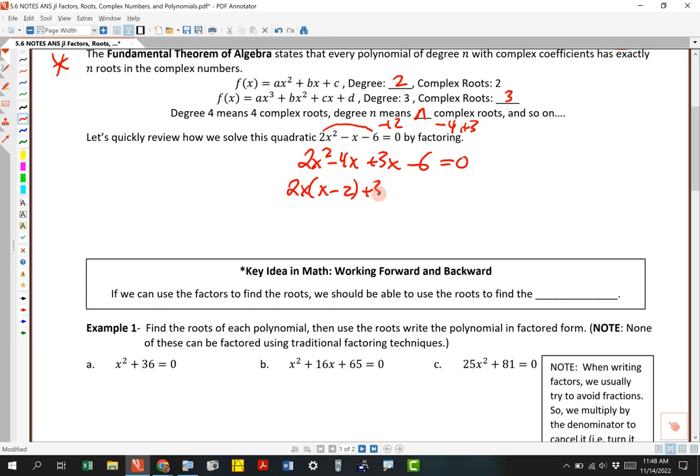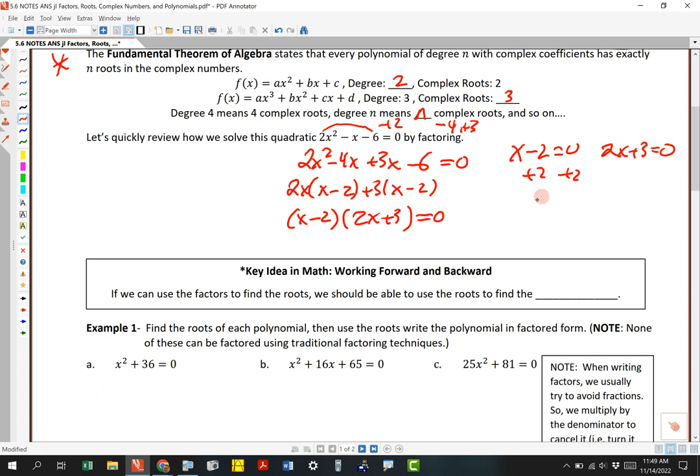I can take out a positive 3. I'm left with an x minus 2. So I end up taking the x minus 2 out front, and 2x plus 3 right here, and that's set equal to 0. So I factored it. Now I can use the zero property of multiplication to say, look, either x minus 2 is equal to 0 or 2x plus 3 is equal to 0. One of those has got to be equal to 0, if not both.